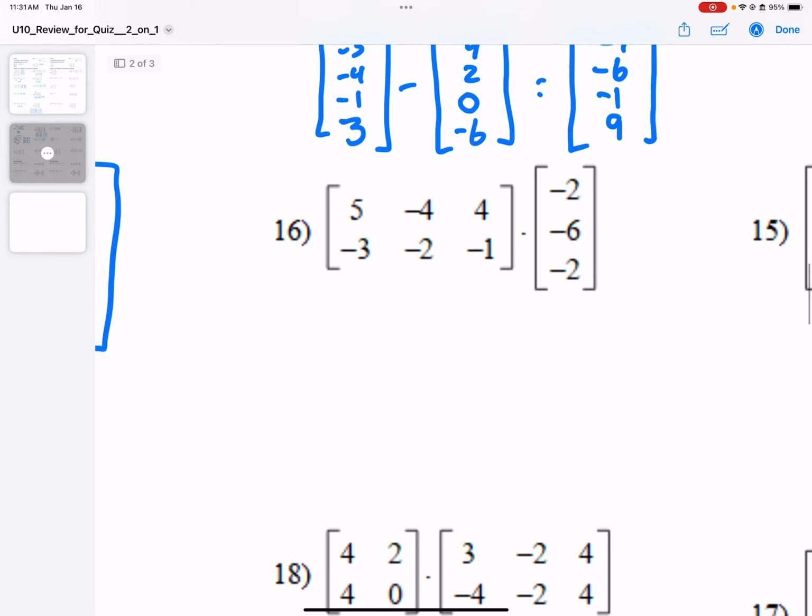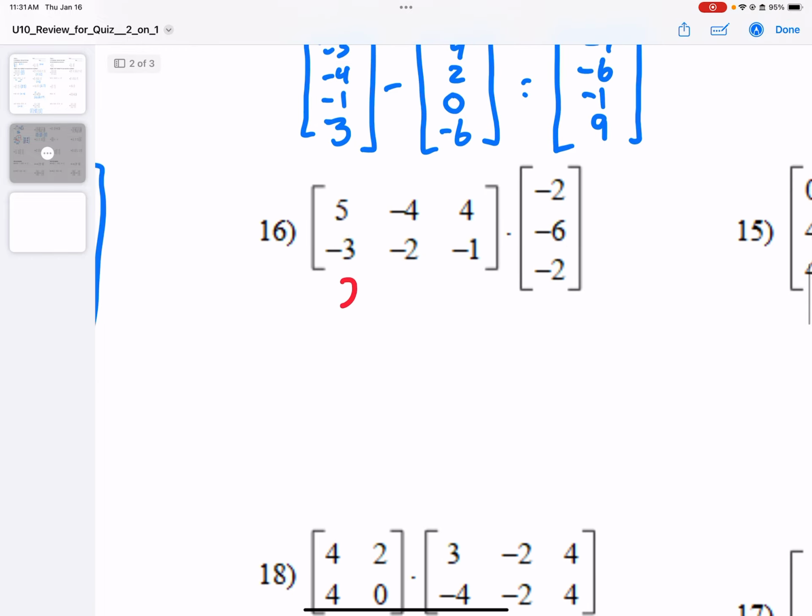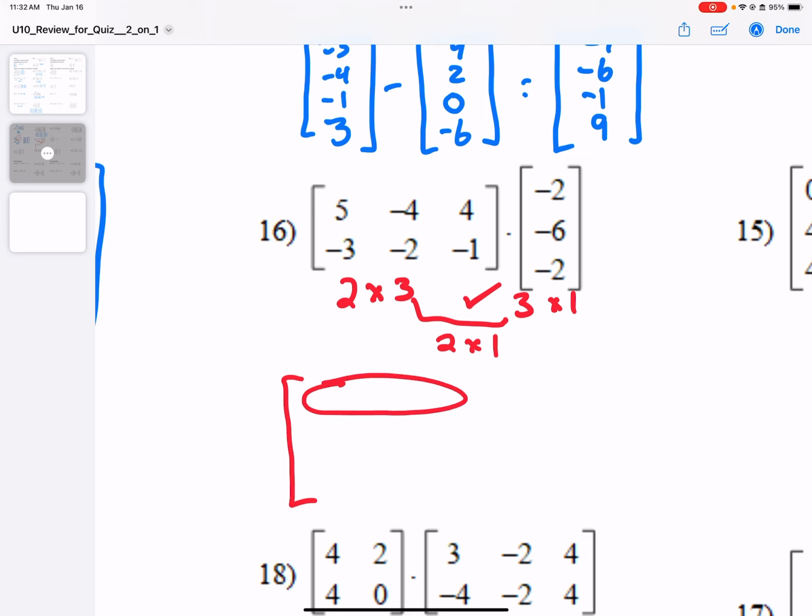For number 16, again, we're multiplying, so we got to check. We got a 2 by 3 and we've got a 3 by 1, so those are the same, so check. Our resulting matrix is going to be a 2 by 1. So I've got 3 and 3, so my oval is going to be pretty big on this one. Okay, so now remember when we do it, we do rows and columns.